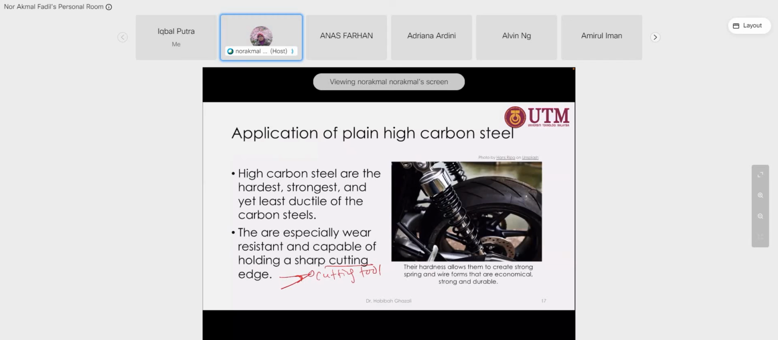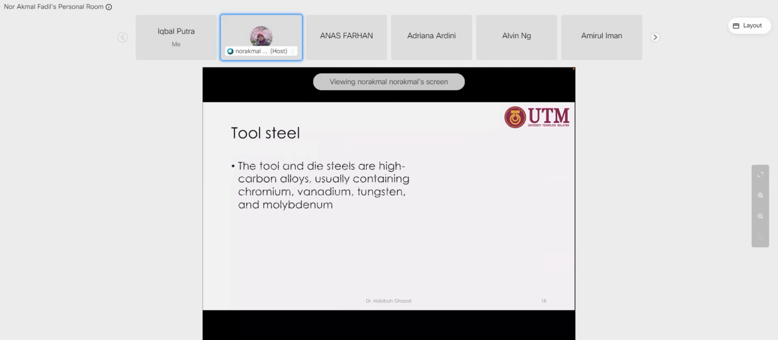Okay, a ceramic knife is one example of equipment that utilizes ceramic, which can produce a hard structure and maintain the sharpness. So that's the reason high carbon steel is being used for cutting tools, because it can maintain the sharp cutting edge. So it can be used for tool steel. The tool and the die steels are high carbon. Die, not the Malay word for dead. Do you know what is a die?